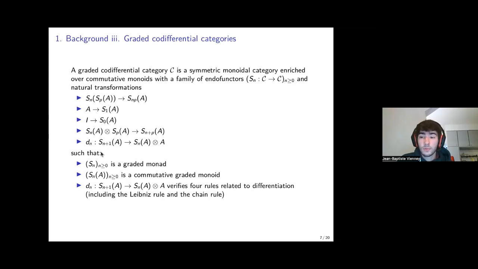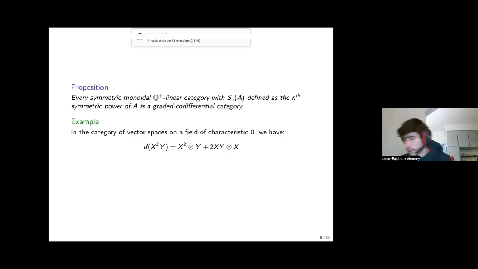And most importantly, you have a natural transformation which is meant to differentiate. We want this deriving transformation to verify four properties which express the Leibniz rule, the chain rule, and two other facts related to differentiation. There is a list of axioms like this, which gives what a graded co-differential category is. Every symmetric monoidal k-plus linear category, with Sn of A defined as the n-symmetric power, gives a graded co-differential category.